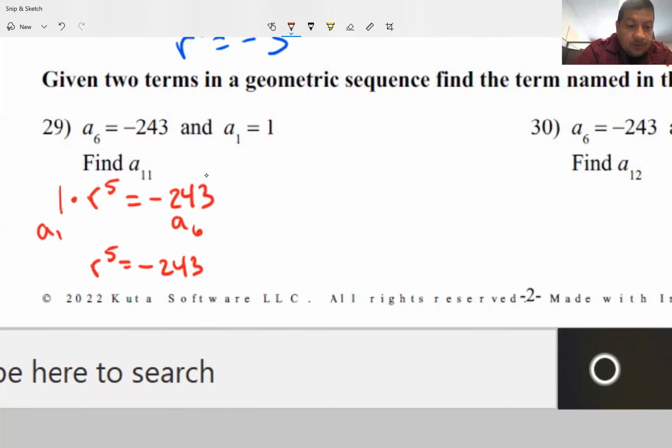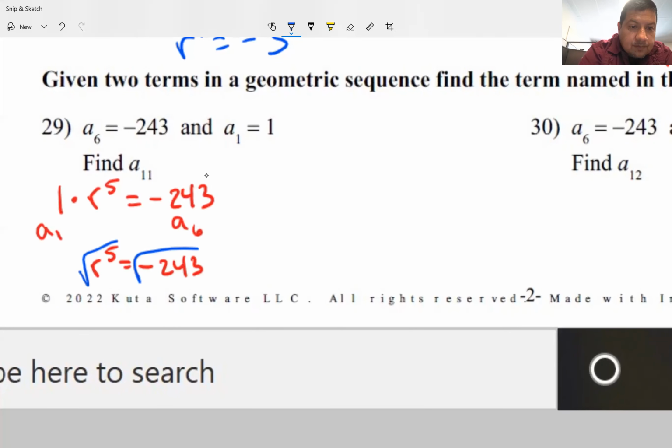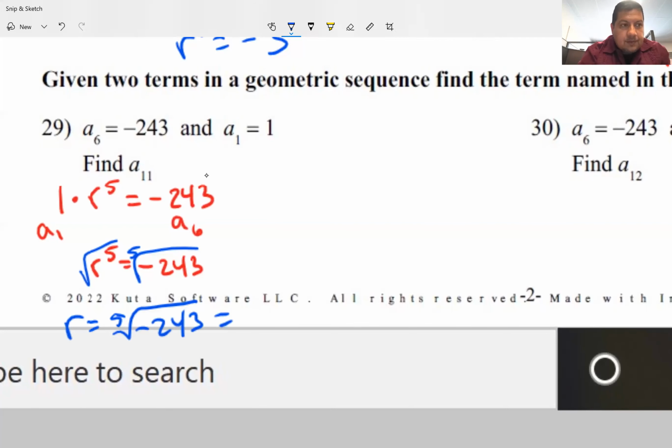All right, so let me do the fifth root on each side. r is the fifth root of negative 243. I typed that on my calculator, which gives me negative 3. So I have the ratio. The smaller number always comes first out of the question? Yes, the first number from the list, the one that comes first on the list. All right, so I found my ratio is negative 3.